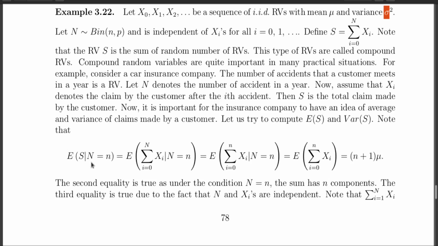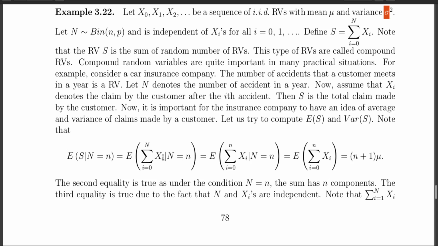So I do it this way: expectation of S given N equals small n. I should change this small n, because I already have a small n here, so for the time being take it as small n, but the two small n's are different. This small n may be replaced by i or something similar. So expectation of S given N equals small n is nothing but the expectation of, instead of S, I write this expression, and I get this one.